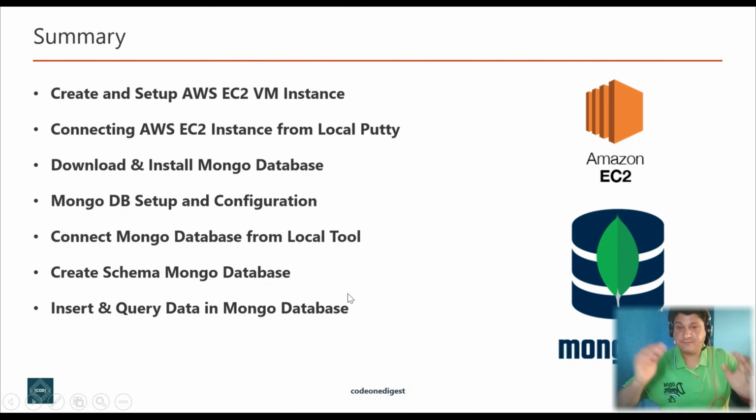Okay friends, now let me summarize what we learned in this video today. So we learned how we can set up an AWS EC2 instance, step by step I showed you. Then how you can connect to that EC2 instance from our local using an SSH tool like PuTTY, using a key value pair, and then we downloaded MongoDB and installed it in our EC2 instance. Then we connected to that MongoDB from our local database tool so that we can perform operations on it. We created a schema, we inserted a few documents, and then we queried those documents in MongoDB using that database tool, right?